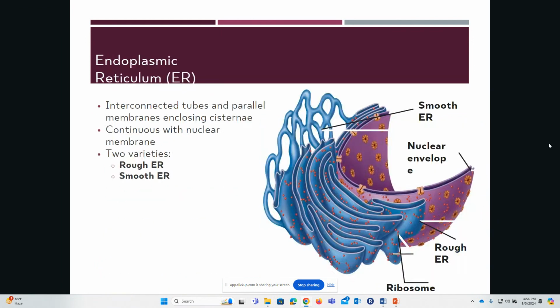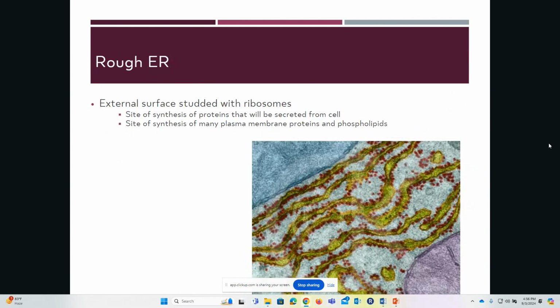The endoplasmic reticulum comes in essentially two flavors. Rough ER, which is studded with ribosomes, so appears rough or bumpy under a microscope, and smooth ER, which does not have embedded ribosomes. Rough ER plays a role in protein synthesis and in the synthesis of plasma membrane proteins and phospholipids. So we have ribosomes, we have protein synthesis, so ribosomes share that function with the rough ER because of their presence on the rough ER.